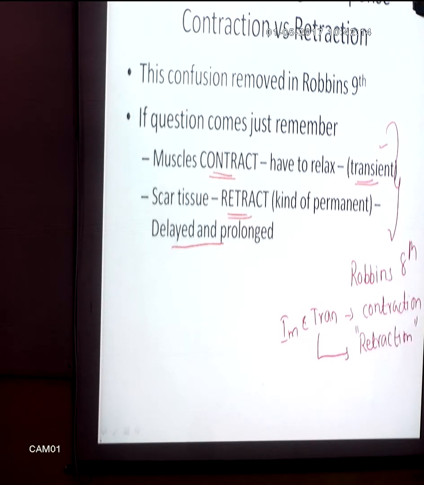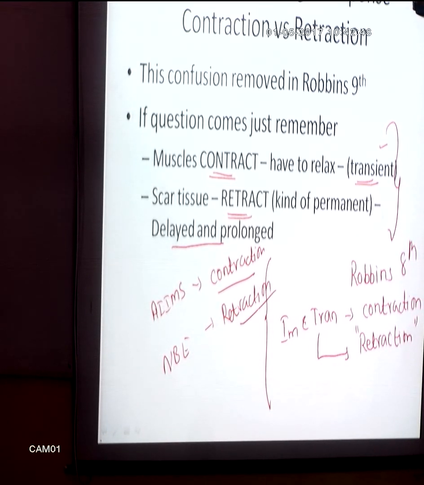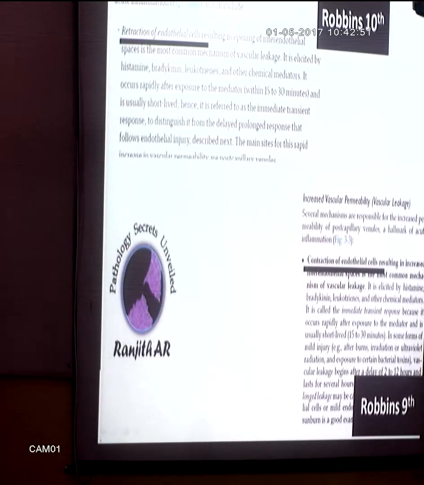So now what do you choose when this question comes? My suggestion is, if this question comes in AIIMS, go for contraction, because the Robbins 10th edition is not yet out in India and it is not so widely read now. If the same question comes in NBE NEET, which is going to happen in December, go for retraction, because by that time everyone would have got the new Robbins and the concepts would have changed.